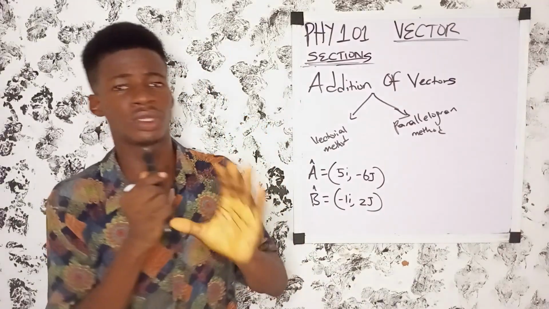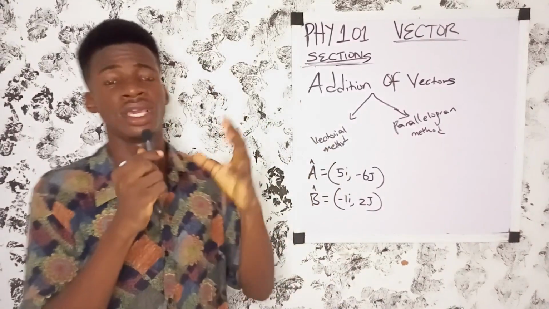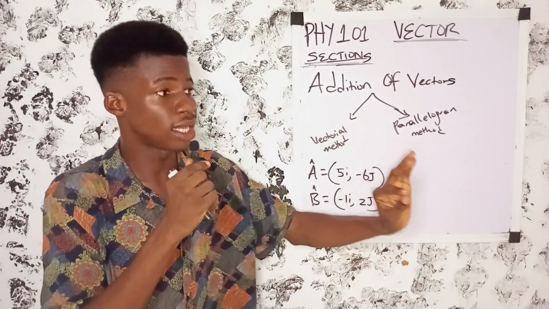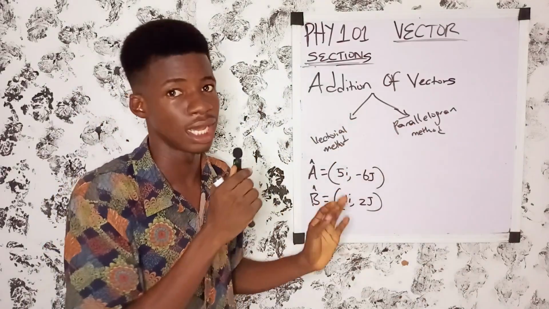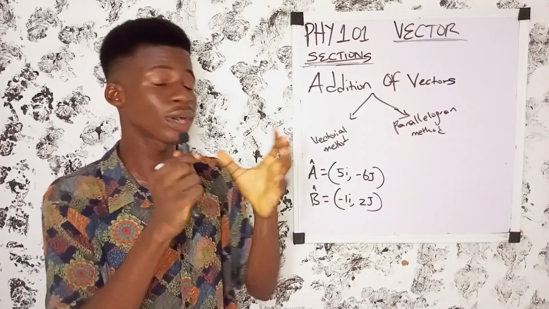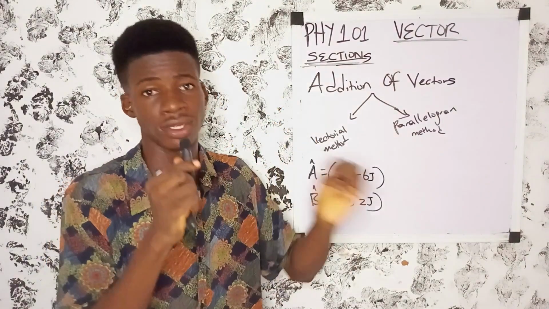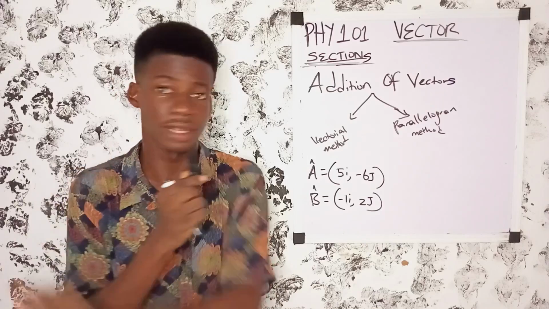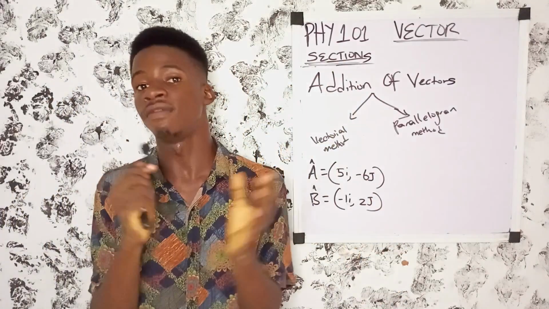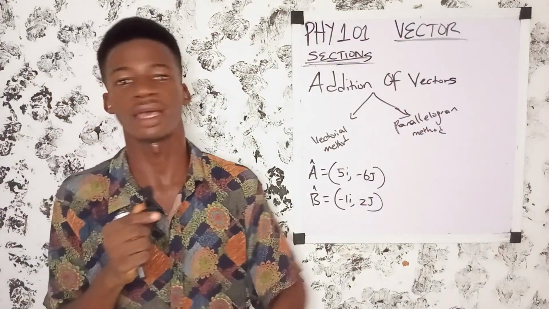Now, what does the vectorial method of adding vectors tell you? It is just by means of adding all the vectors moving in the same direction, adding them together. This method is all about adding all the vectors in the same direction. You add all the vectors in the x axis together, you add all the vectors in the y axis together, and you also add all the vectors in the z axis together. That is just it.